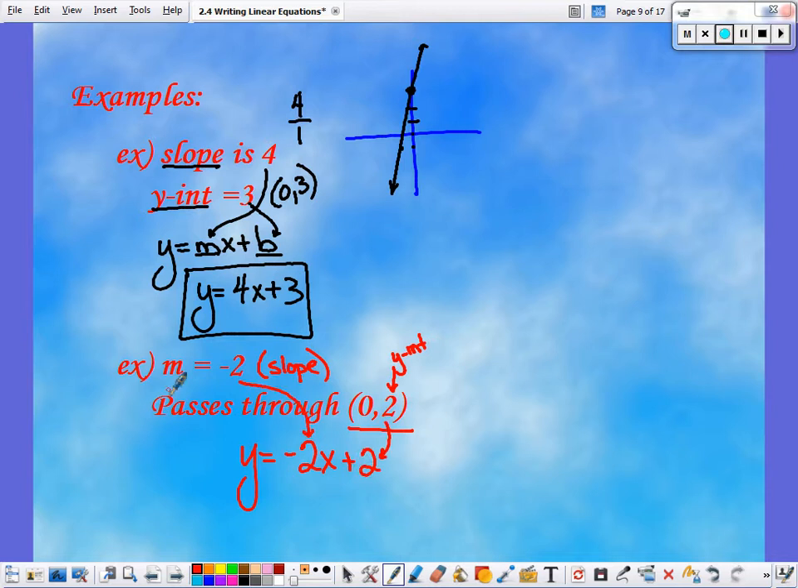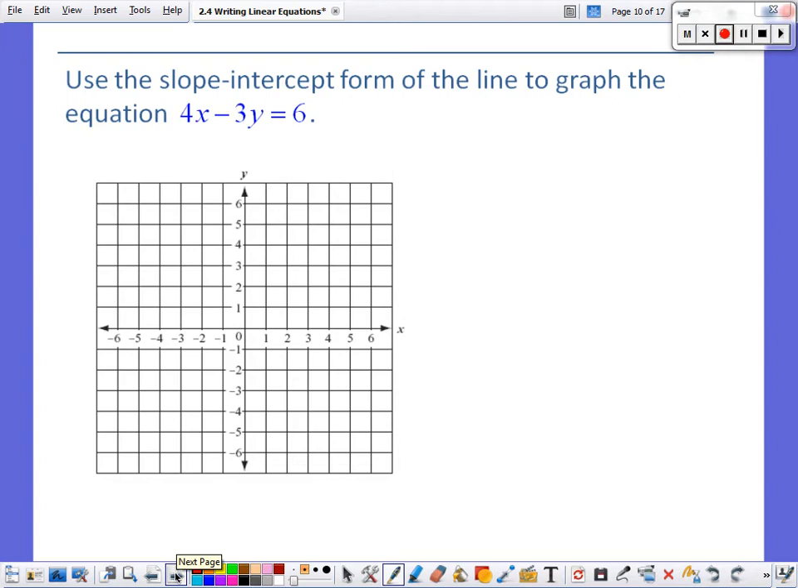Again, you're not going to have a lot of these types. But when you do, it's nice to be able to recognize them because we can jump right into our slope-intercept form very quickly, which is always a good thing. Now, if we take a look here using the slope-intercept form to graph something, now notice it's not in slope-intercept form, it's actually in standard form.